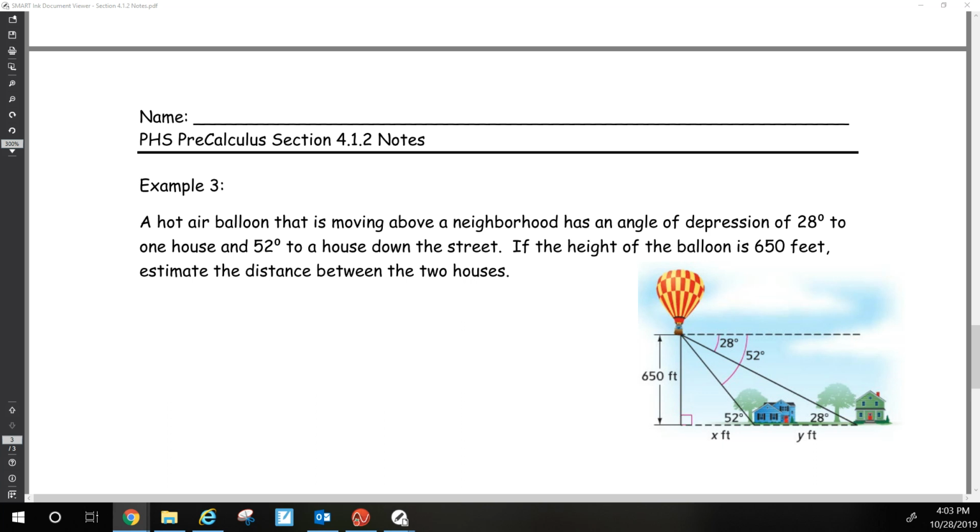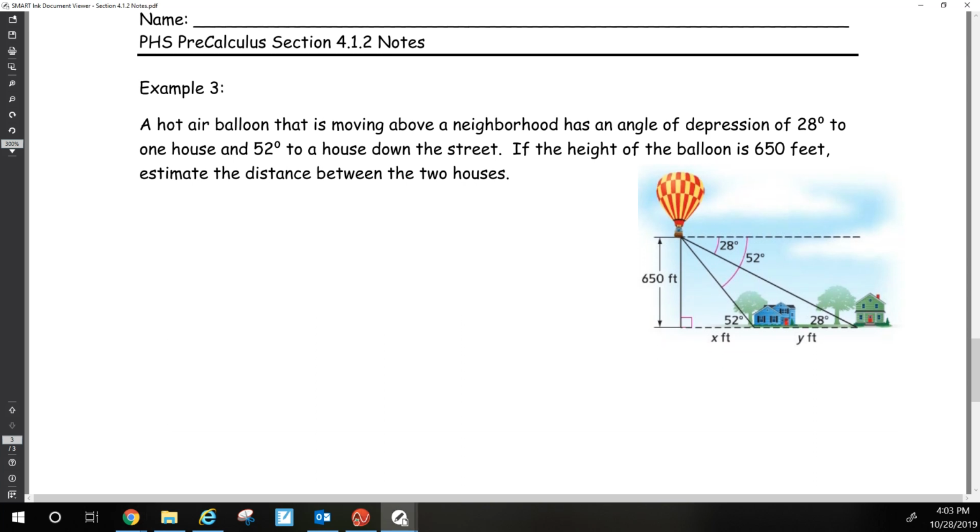These problems are a little bit more tricky, especially the U-try is considerably more tricky, just because there's a bit of algebra, or a lot of algebra, you have to do before you can actually plug it into your calculator. So looking at example number 3, we've got this hot air balloon 650 feet off the ground, and it can look down at the greenhouse with an angle of depression of 28 degrees.